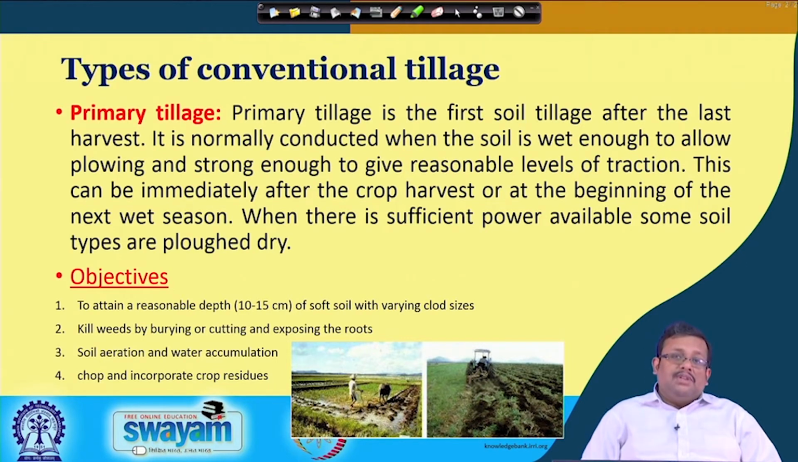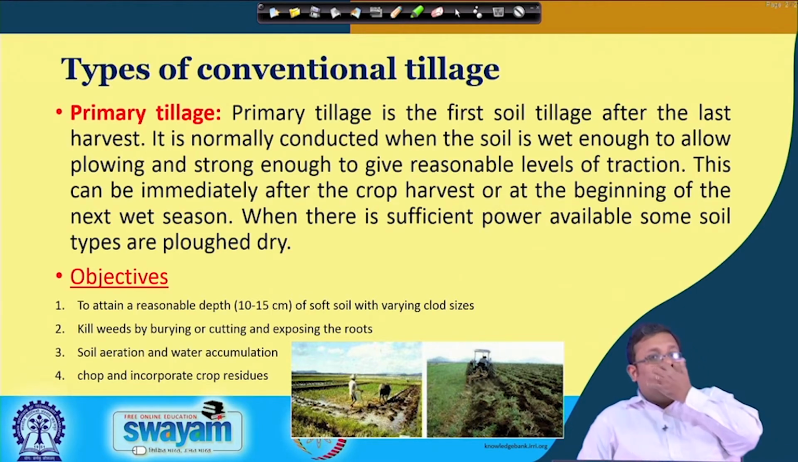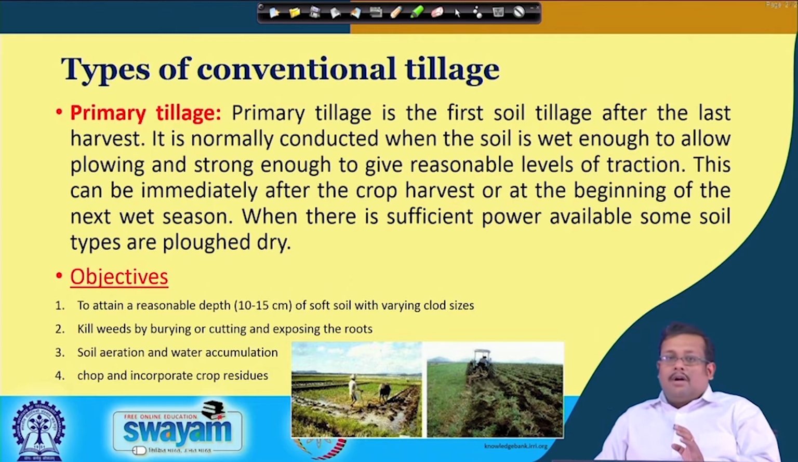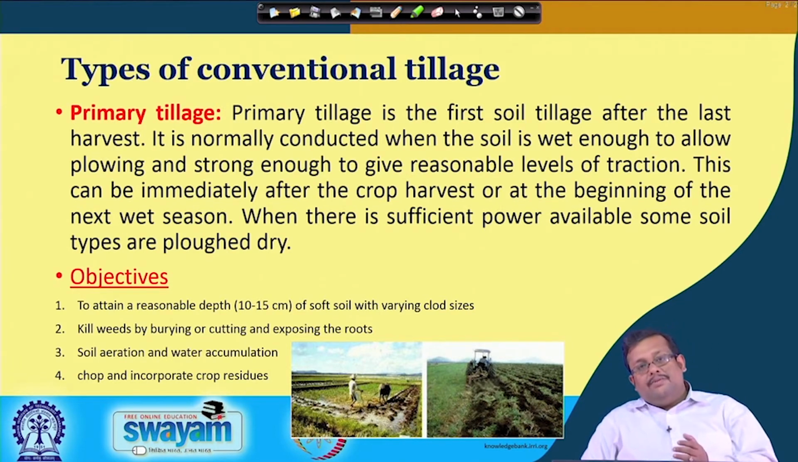So, what are the objectives of primary tillage? There are four major objectives. First of all, to attain a reasonable depth, that is 10 to 15 centimeters, which we call the furrow slice, of soft soil with varying clod sizes. For the germination of a crop and for its proper growth, we need to maintain good soil physical condition up to 0 to 15 centimeter depth, because that is the depth up to which the roots of most field crops grow.